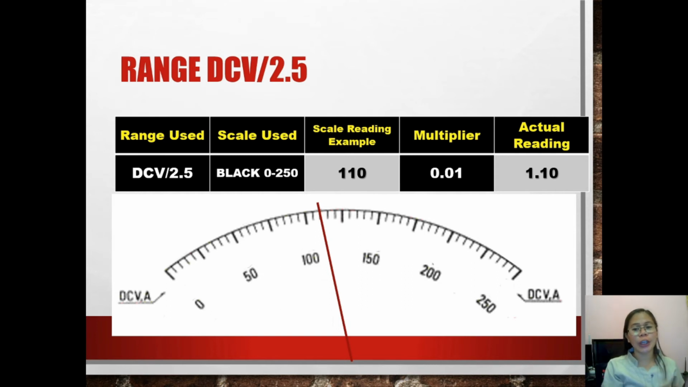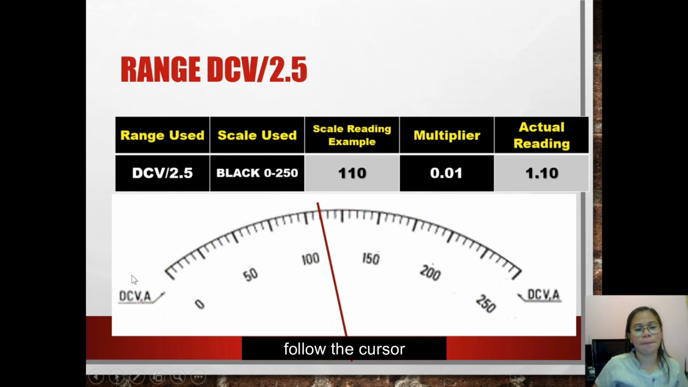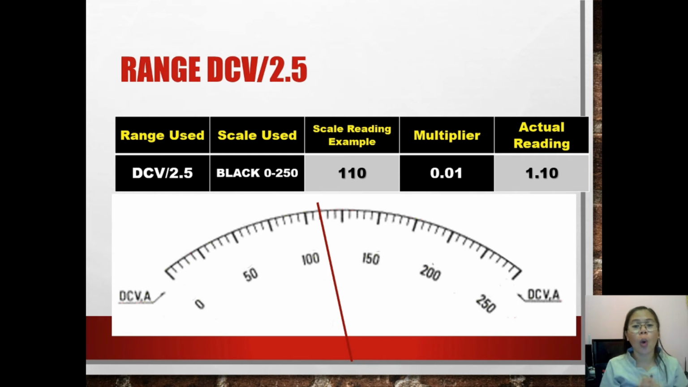Because in our scale 0 to 250, each scale is counted as 5. Okay. So 0, 5, 10, 15, 20, 25, 30, 35, 40, 45, 50. So each scale has 5 counts. Our scale reading is 110 because our pointer fluctuates on the 110 scale. So we have here 100, 105, and 110.